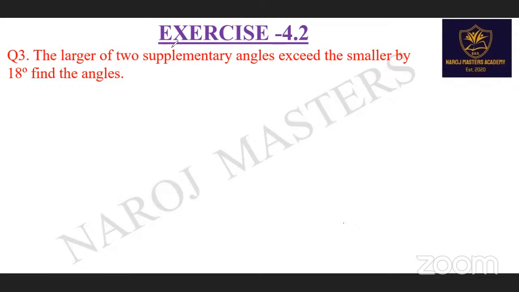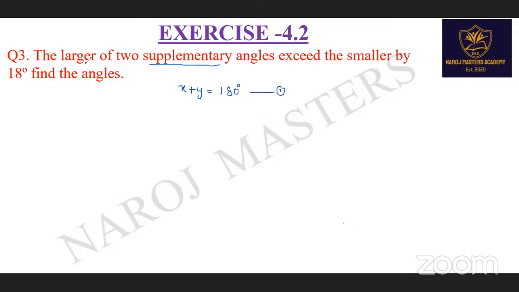So basically, supplementary angles means the sum of two angles is equal to 180 degrees. Let us assume the first angle be x and the second angle be y. So the sum of two angles, x plus y, is equal to 180 degrees. So this is our first equation.